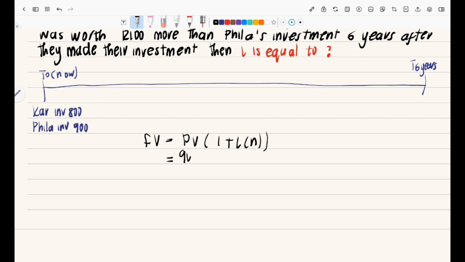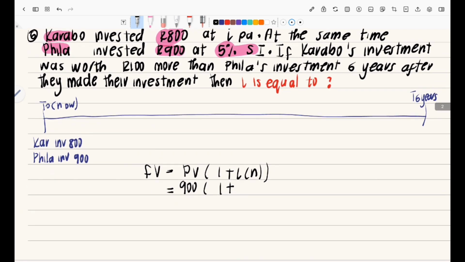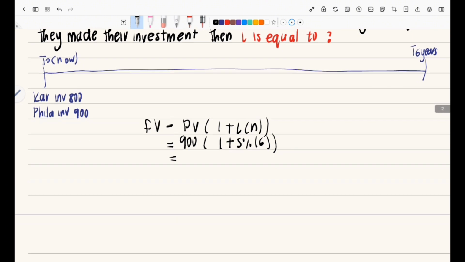We have the 900 present value, 1 plus my i for Pila is 5%. And it is simple interest, and simple interest is always per annum. So the 6 years is already per annum, so that should be fine. I put the 6 as it is, and I find that the future value for Pila is 1,170. So this is Pila.